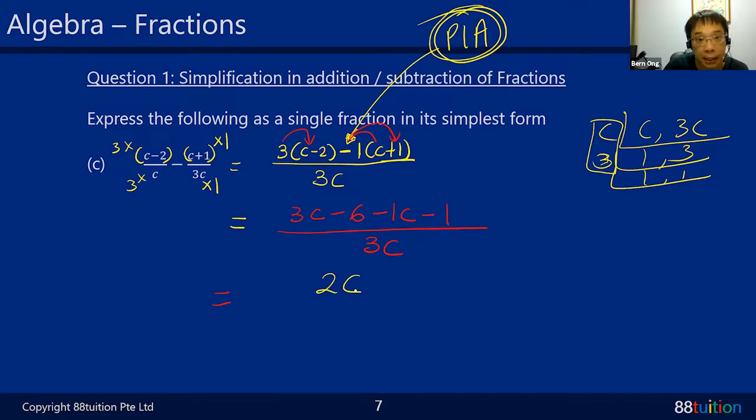All right. I think Celeste, you got it correct. Minus 6 minus 1 is not minus 5. Sharon, be careful. Minus 6 minus 1 is what? You owe me $6. You owe me another $1. You owe me $7. For those who say 7, yeah, please give me back my $7. So this is your answer. The answer is 2c minus 7 over 3c.